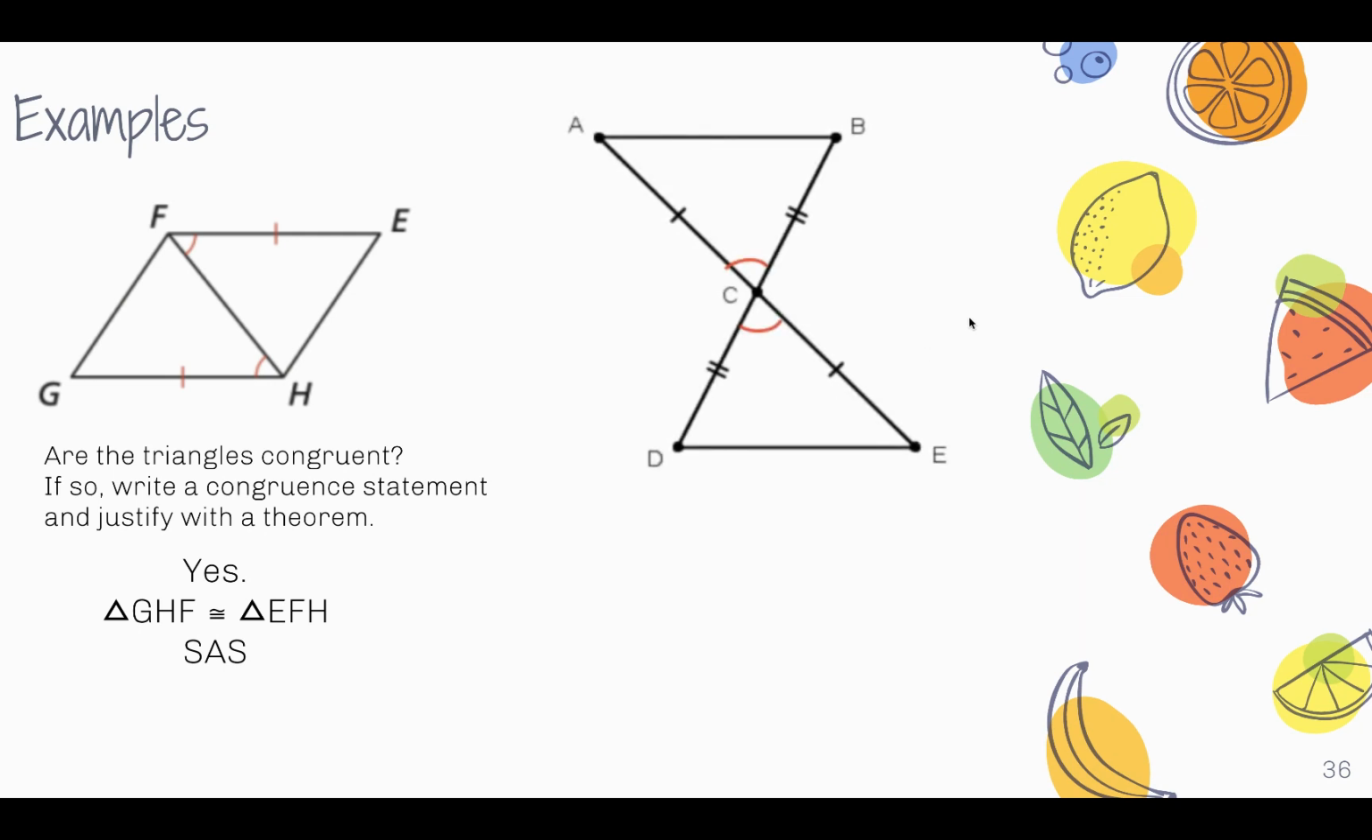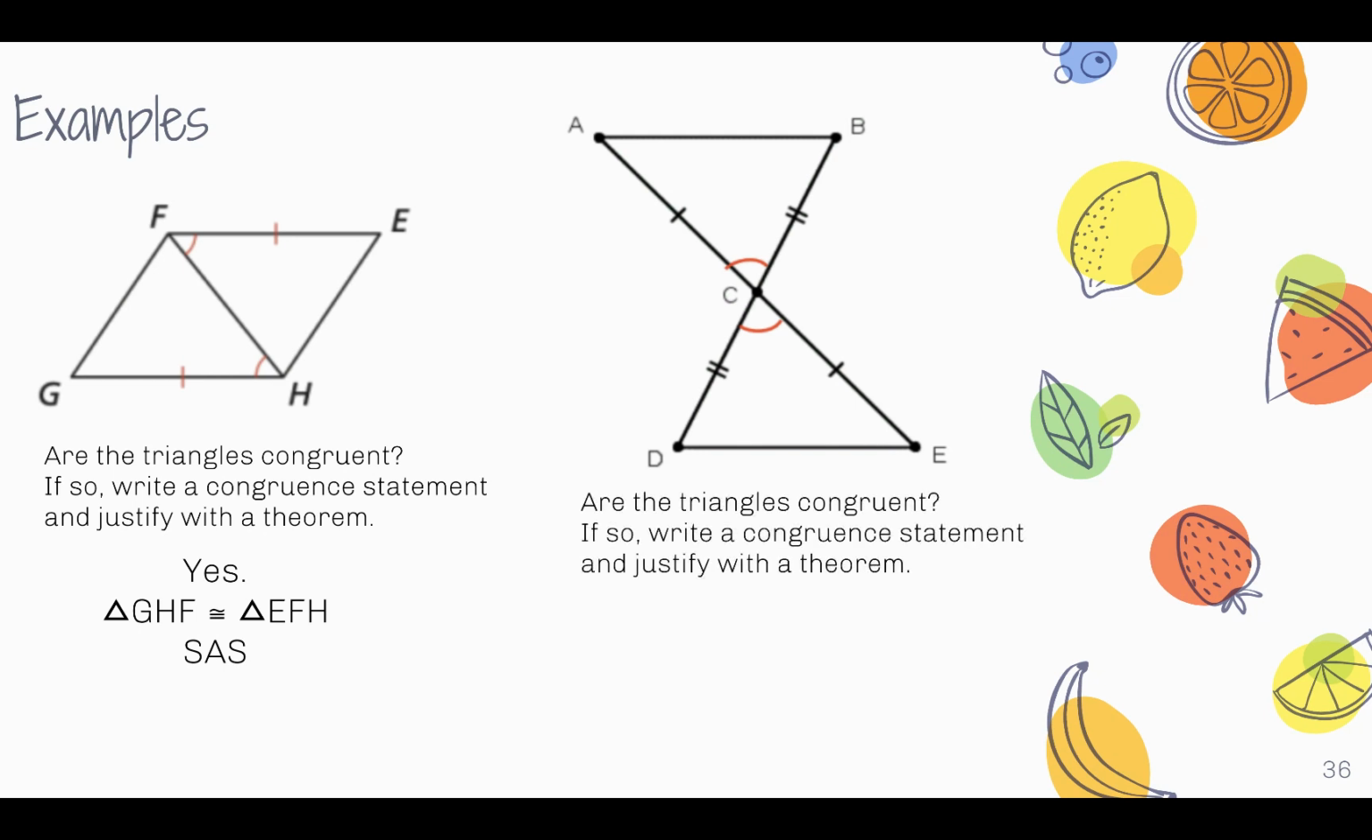All right, pause the video, see if you can figure out if these two triangles are congruent. If so, write a congruent statement and justify with the theorem. Same thing. This one was a lot easier because the diagram's much more clear. The triangles don't actually overlap each other, and we already have the three things we need in the correct order, SAS. So this is more just a matter of, can you match the vertices properly? There it is. Triangle ABC congruent to triangle EDC.